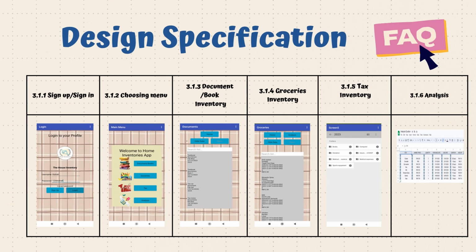And then for the tax inventory, we can save the important documents like the certificate, birth form, medical insurance and more. So the last is analysis. Analysis is also important to manage our money, to trace how we spend the money for this month and so on.